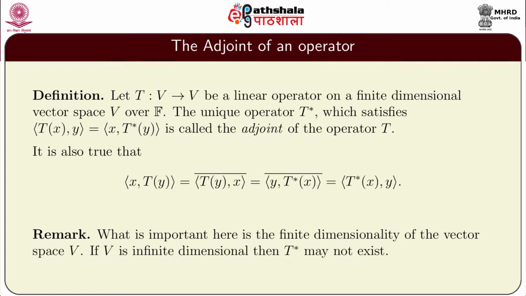Let T from V to V be a linear operator on a finite dimensional inner product space V over F. The unique operator T star which satisfies inner product Tx comma y is equal to inner product x comma T star y is called the adjoint of the operator T. It is also true that inner product x comma Ty is the same as the conjugate of inner product Ty comma x, which is the same as the conjugate of inner product y comma T star x, which is the same as inner product T star x comma y.